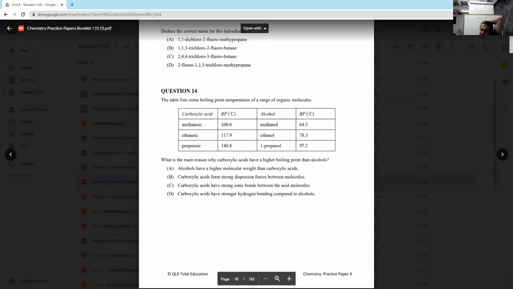Okay, so it's nothing to do with the molecular weight because we're looking at 2 different classes of compounds. Carboxylic acids do form dispersion forces, but they're not strong. There's no ionic bonds between the carboxylic acids. And carboxylic acids have stronger hydrogen bonding. They also have 2 hydrogen bonding sites, which can provide them with what we call the dimer. So that also increases their boiling point.